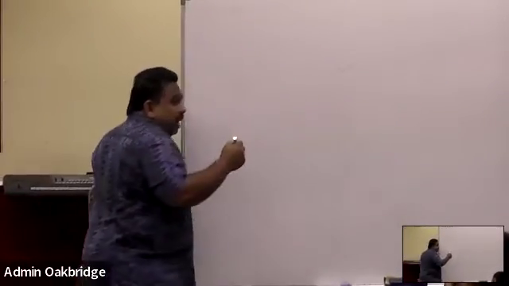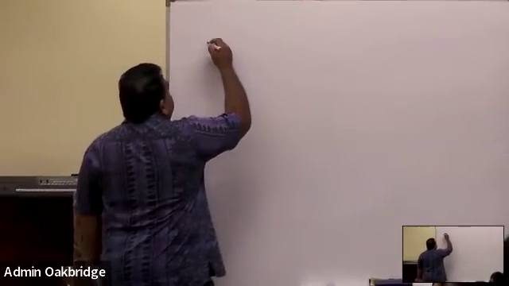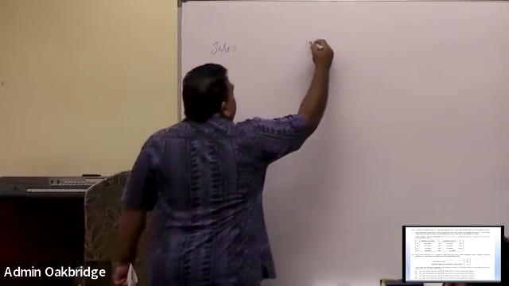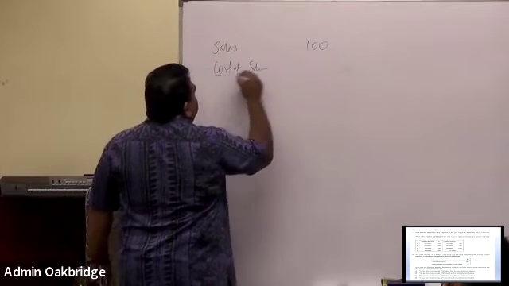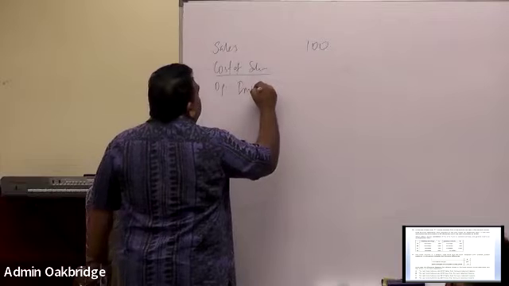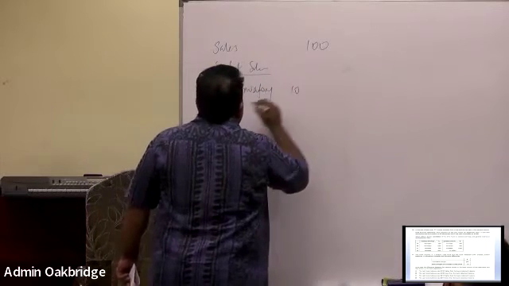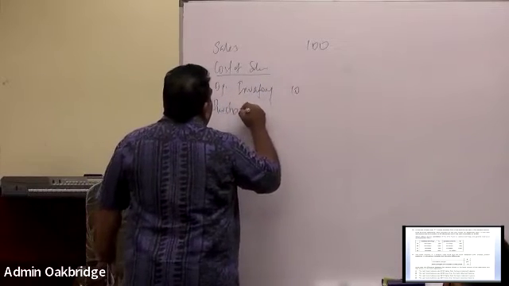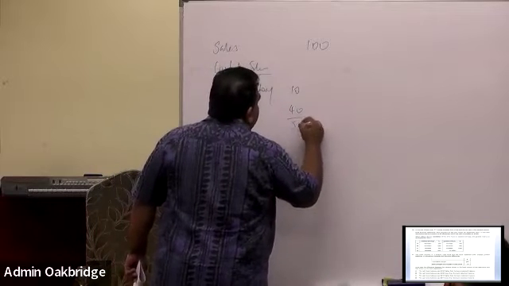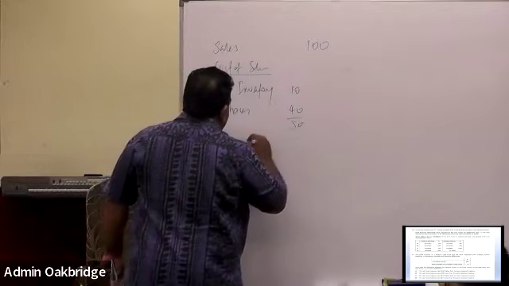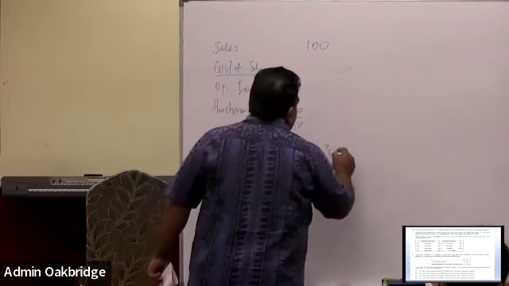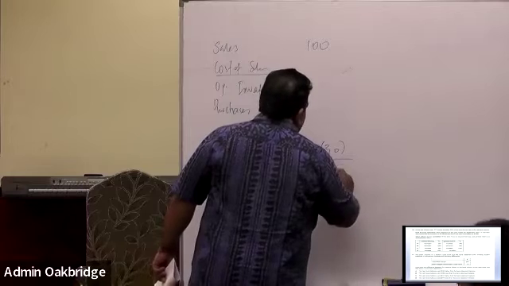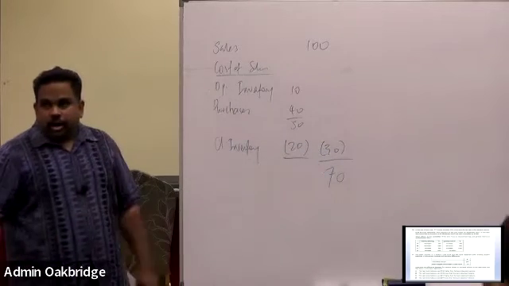Okay, look at it this way. These are the kind of questions that take a longer time to do. Just imagine your sales are 100. Cost of sales: opening inventory 10, purchases 40, closing inventory 20. Now cost of sales is 30, correct? Now your gross profit is 70, correct or not?